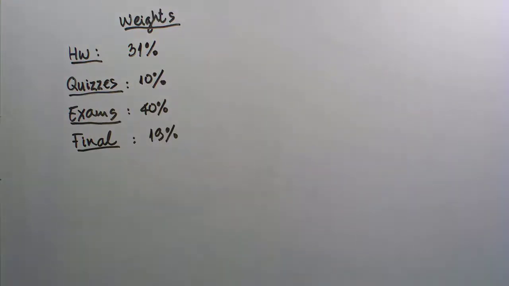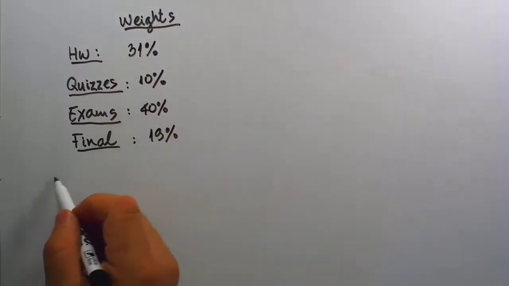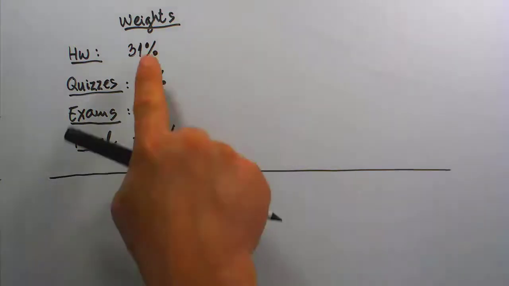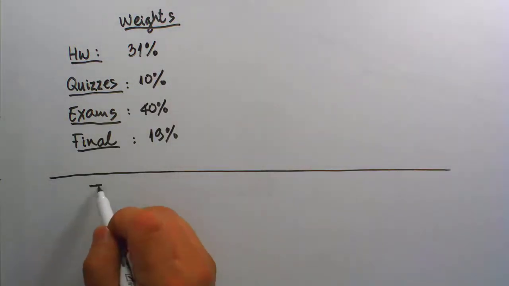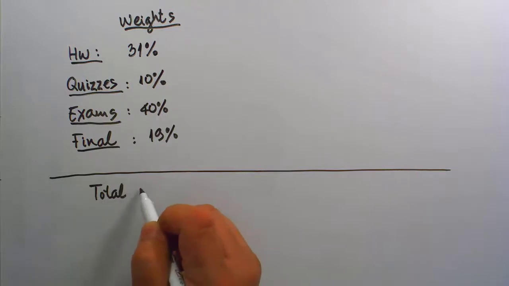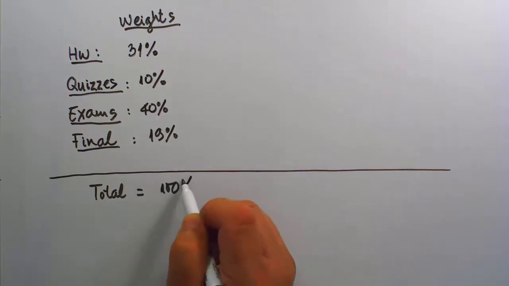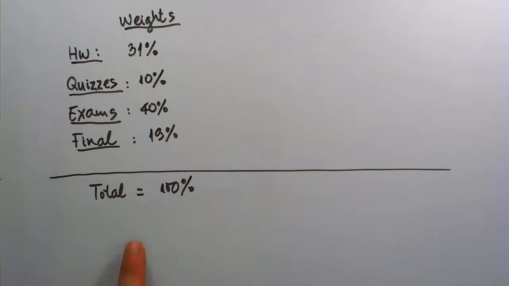And then the idea about these weights here, you can also double check quickly that all these weights will total up. We can quickly see that it's 100%. And so that's the weights.